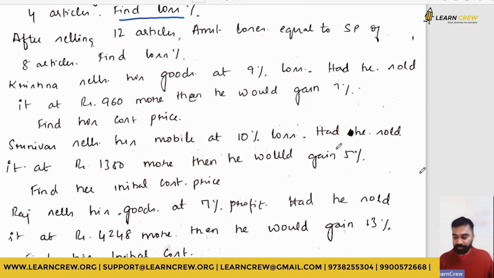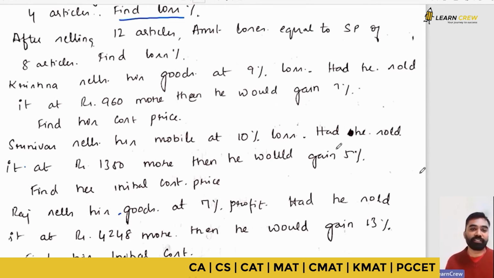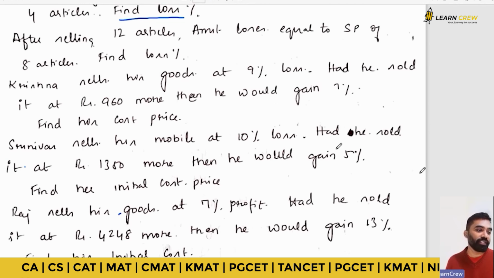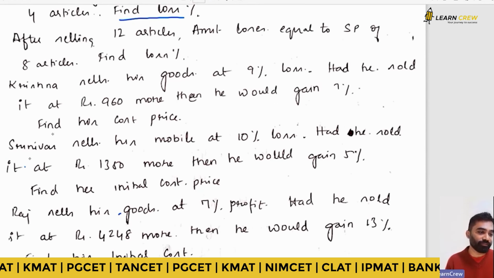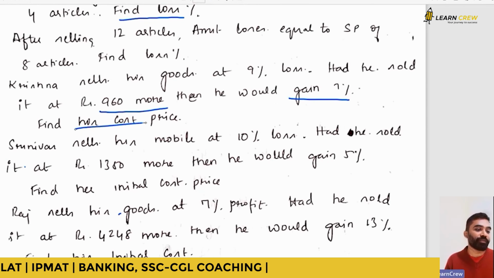Welcome back. Let's start. Now, all observe the 14th question. Krishna sells his goods at 9% loss. Had he sold it at 960 more, then he would have gained 7%. Find his cost price.